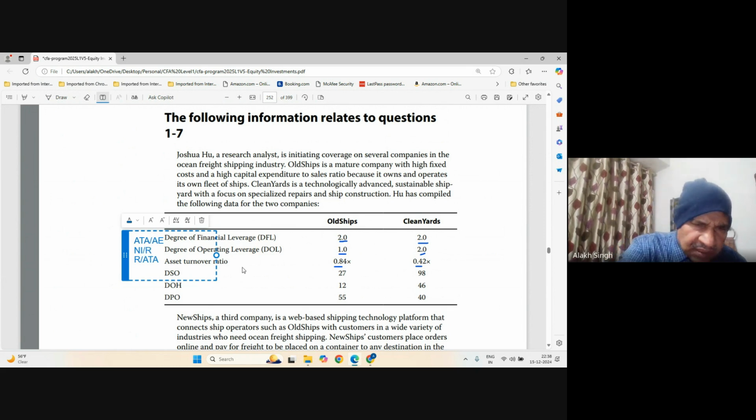So this R cancels, this ATA cancels. And that way we have this net income by AE, which is our ROE. So ROE is net income by AE, meaning average equity. That is what we get as ROE. So multiplying these three gives the same number, and so both are equal. We needed to do this work, and we didn't do it.